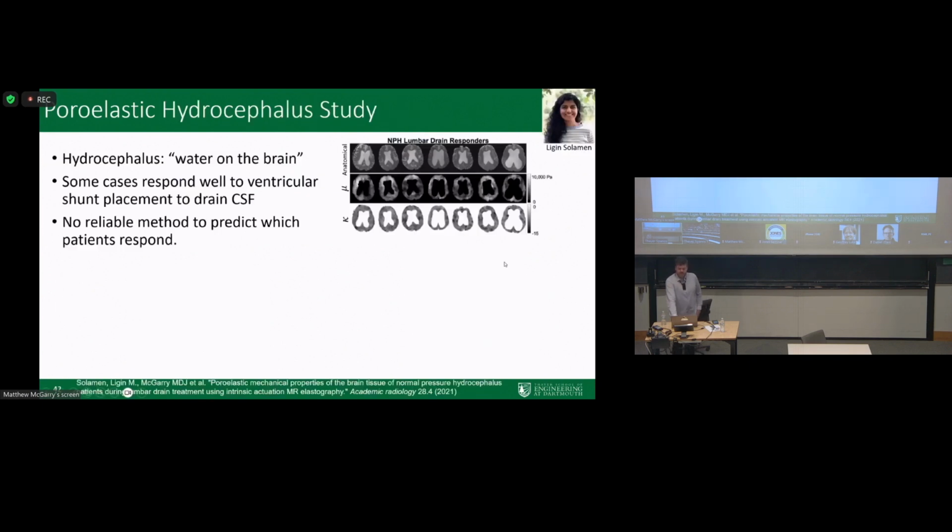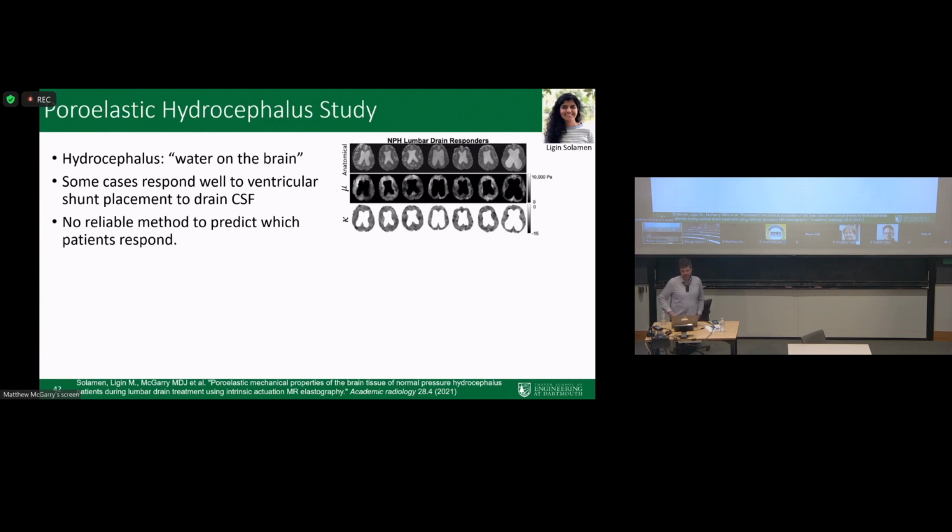One of our grad students, Lidgen Solomon, helped us out with this poroelastic hydrocephalus study. Hydrocephalus is known as water on the brain. It's a disorder in the way that your brain reabsorbs cerebrospinal fluid, and what you get is these really huge ventricles that are very obvious on an MRI scan. The problem in particular that they're interested in is that there is a treatment for this. You can do a sort of neurosurgery procedure where you put in a shunt which drains some of the excess pressure off.